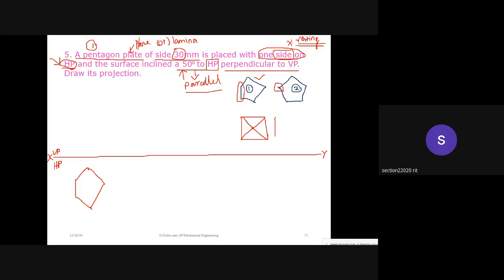Okay, what about in your rectangle, sir? How to find the center of a rectangle? Yes, the same procedure I have to follow. I can have a diagonal and I can find out the center.